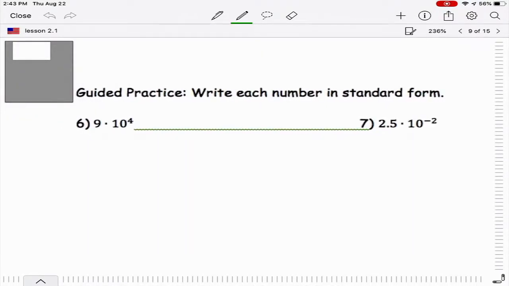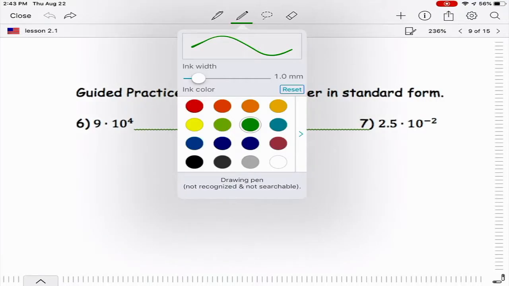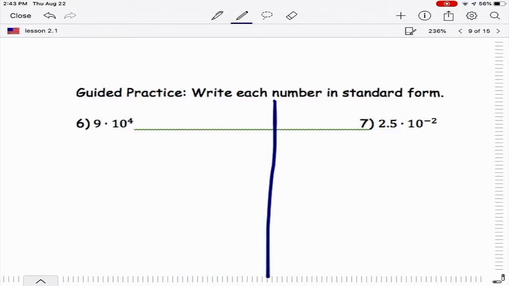Do these 2 on your own. Don't worry about this squiggly line. These are actually 2 problems. If you want, you can separate it with a line. Convert this into our standard form and convert this into our standard form.